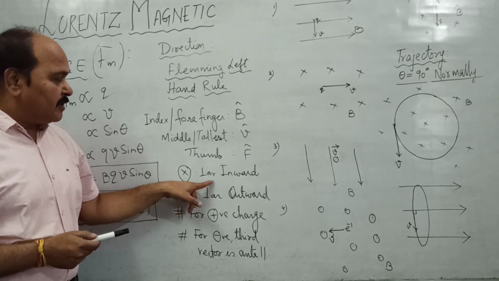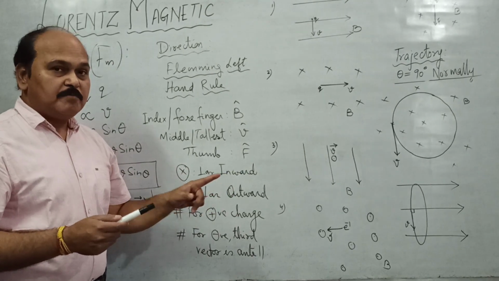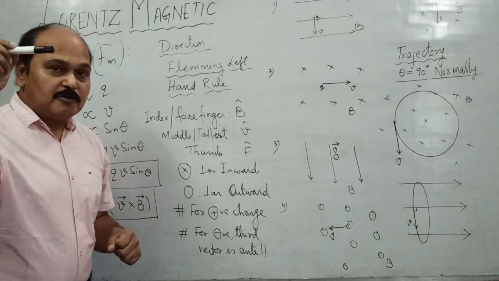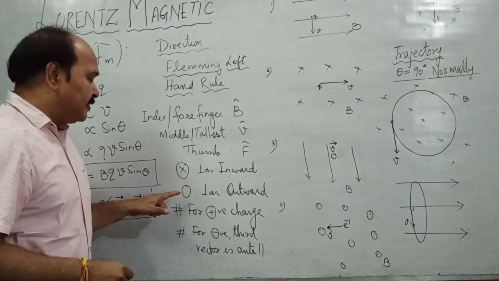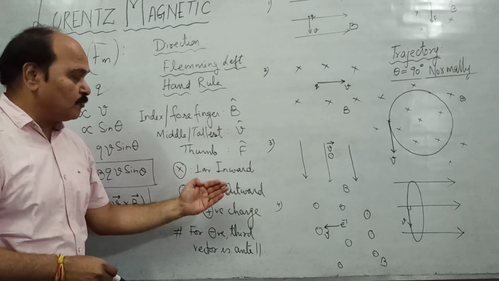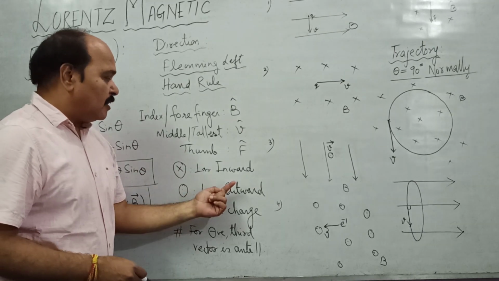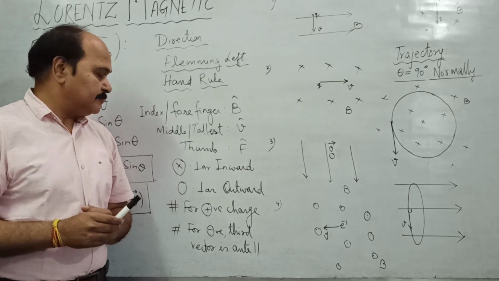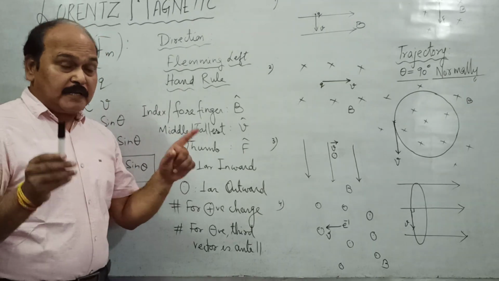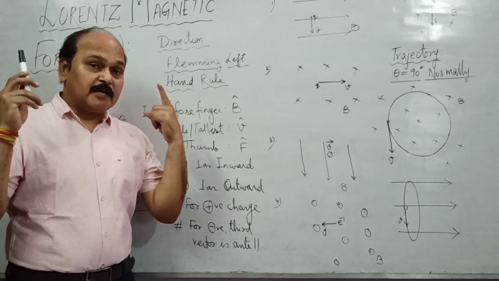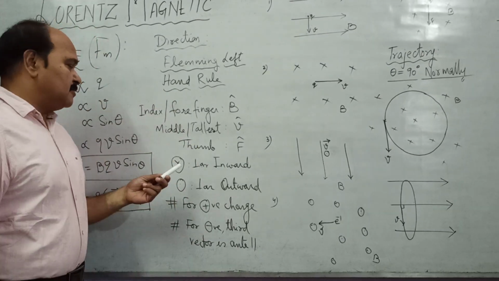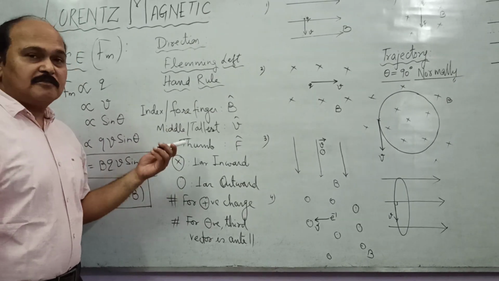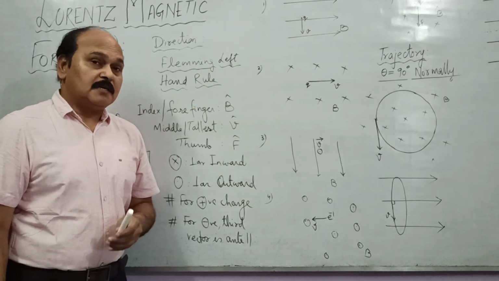Cross is the representation of a vector which is perpendicular inward. Perpendicular inward, that is perpendicular into the plane of board or perpendicular into the plane of your copy. And dot is the representation of the vector which is perpendicular outward, that is perpendicular out of the board or perpendicular out of your copy. Well, cross and dot do not necessarily represent direction of magnetic field. They may represent direction of any vector. This cross may be velocity, this cross may be force, this cross may be magnetic field. Likewise, this dot can also represent any vector, not necessarily magnetic field vector.